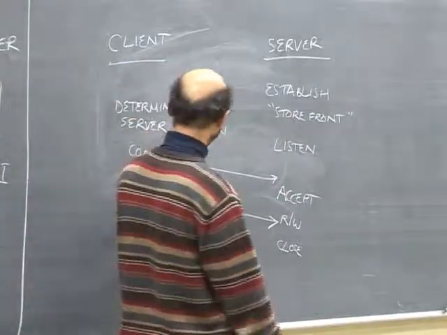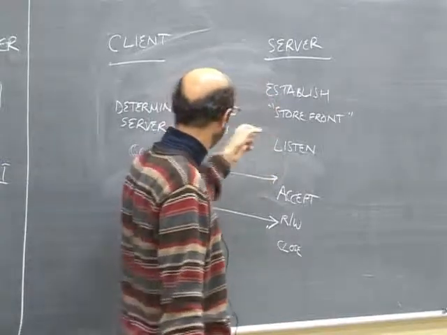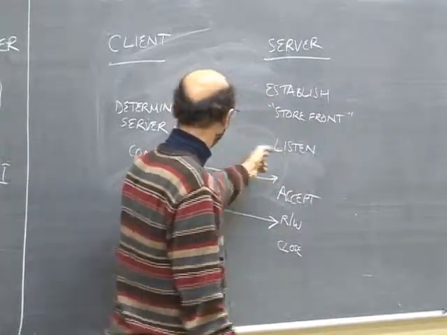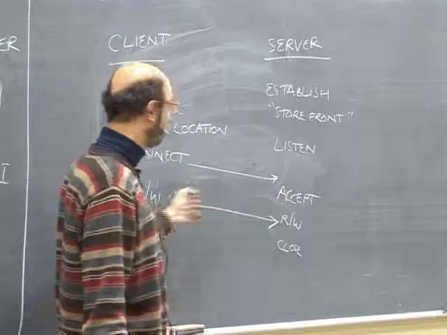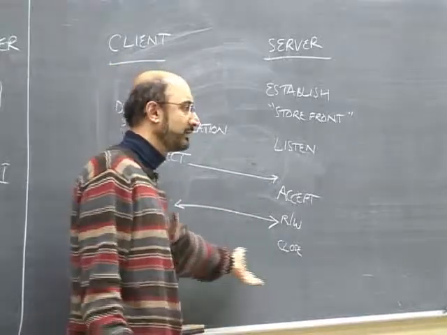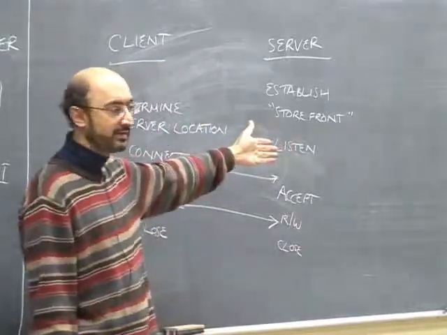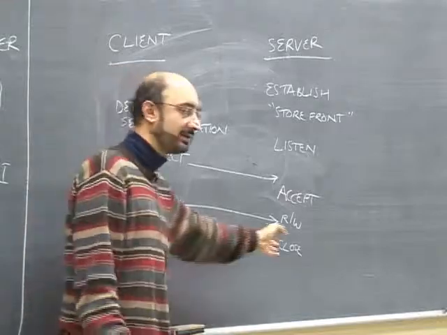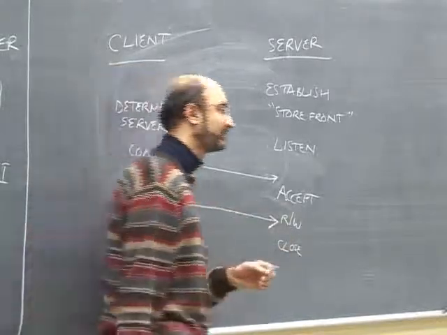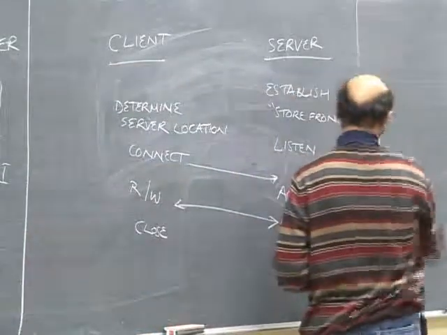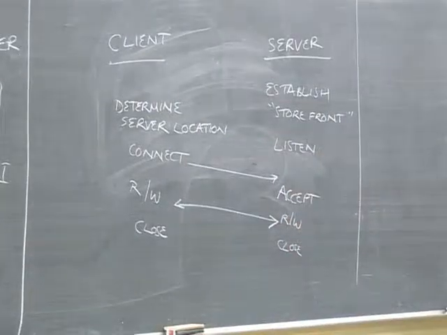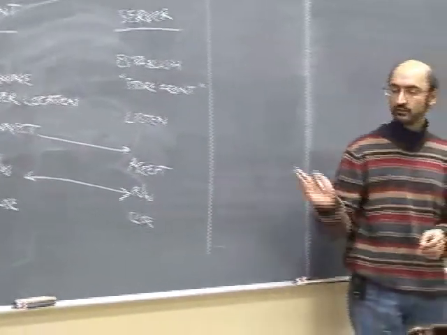You go to a restaurant, the restaurant owner has to set up the storefront, is listening for a customer, a customer walks in, you accept the customer, and then they have some exchange, and then either the restaurant owner says, go away, we're closing, or the client says, I'm done, I'm leaving, and then both ends close, and the transaction is over, right? So this is how we are going to write networked applications. Again, any questions about this?